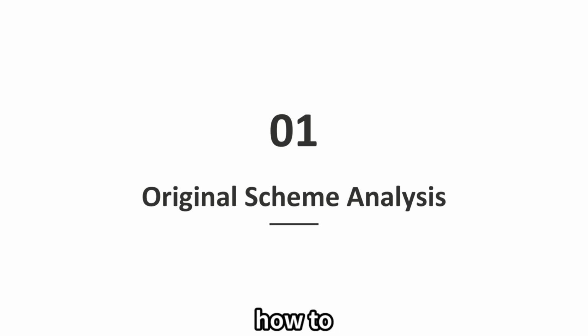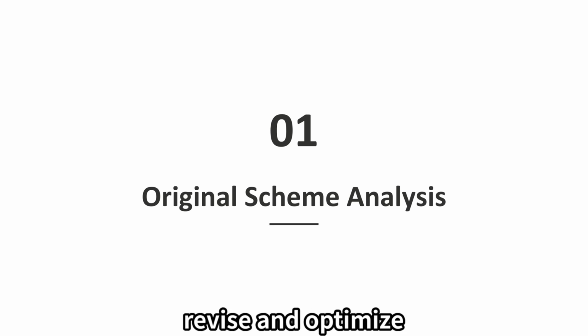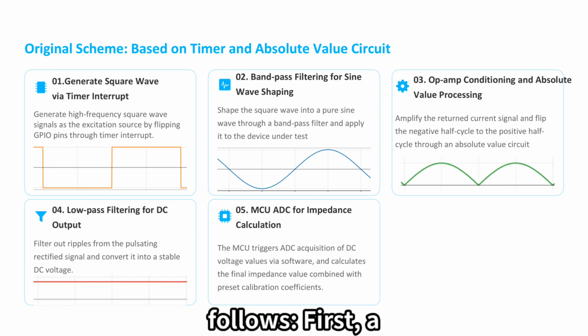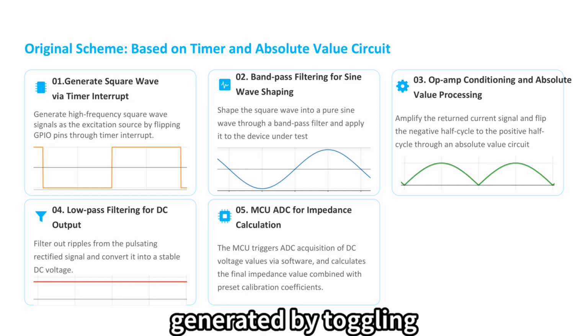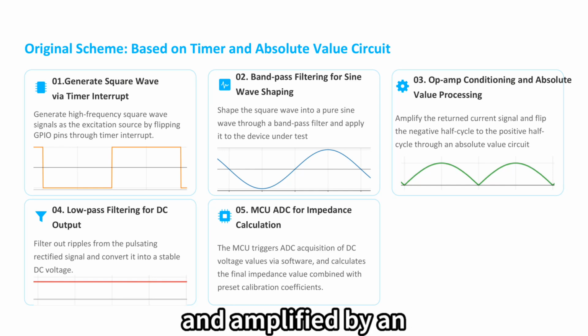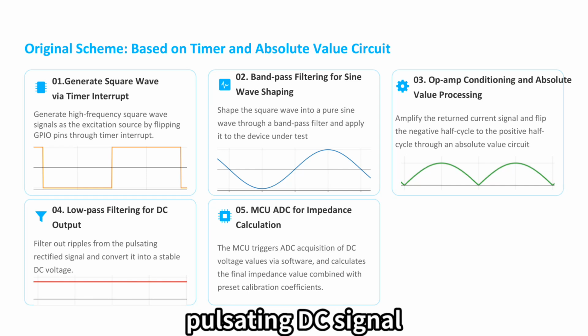Next, let's take a look at how to comprehensively revise and optimize this solution. The idea behind this original scheme is as follows. First, a square wave is generated by toggling the GPIO pin via a timer interrupt. The square wave is then shaped into a sine wave using a bandpass filter and applied across the resistor under test. Next, the returned current signal is conditioned and amplified by an operational amplifier, and an absolute value circuit is used to flip the negative half cycle to the positive half cycle, converting it into a pulsating DC signal.